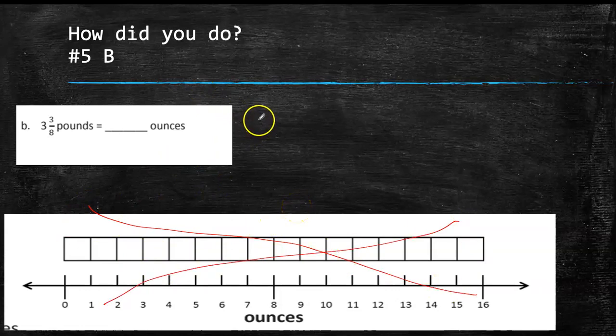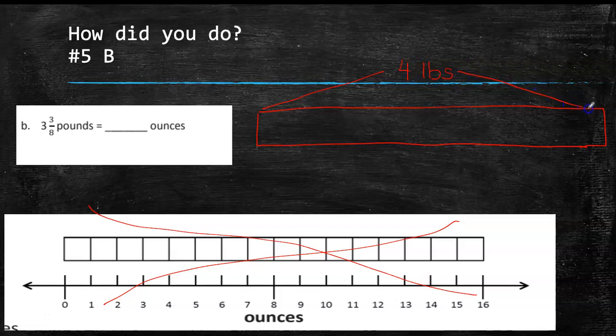So I want to show 3 pounds and 3/8. So I'm going to draw my tape diagram here. And this time I'm going to label it 4. Does anybody remember why I want to label it 4 pounds, and not 3 3/8 pound? That's right. I want to show 4 pounds, all 4 pounds, but I'm only going to shade in 3 3/8.